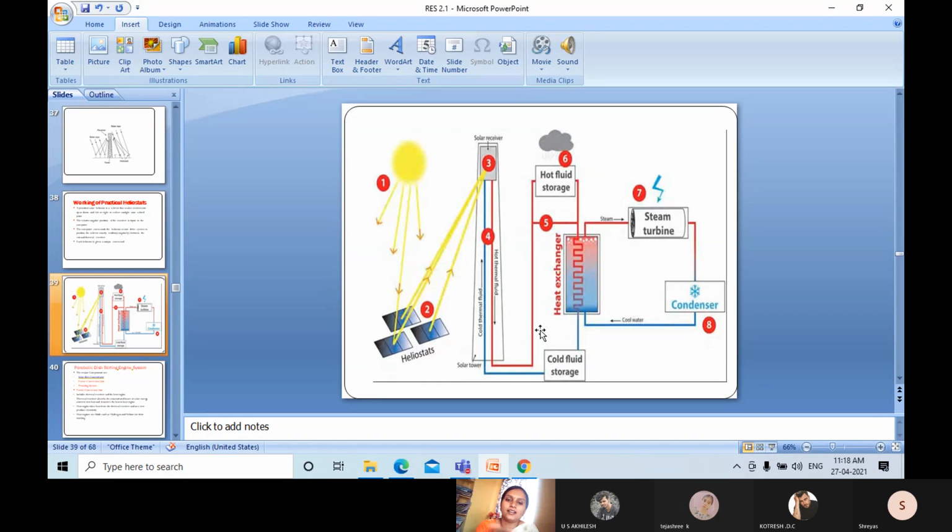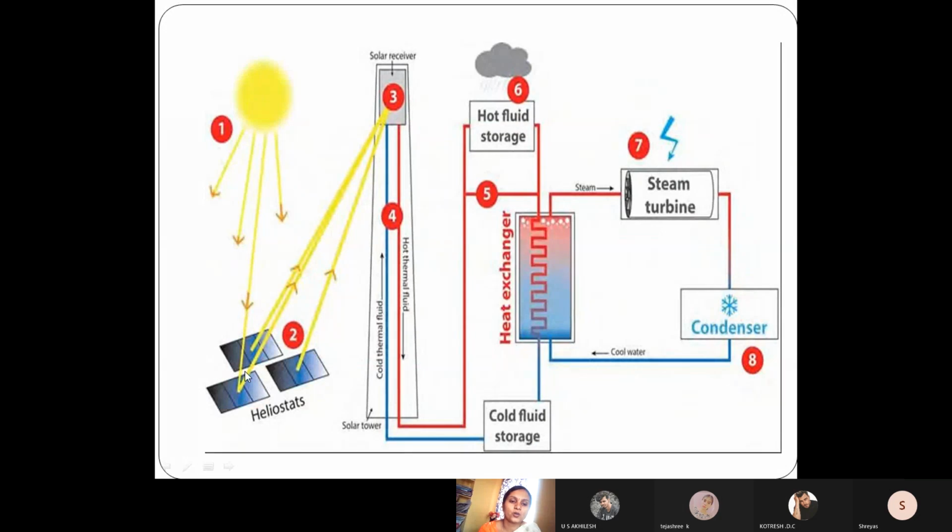And what about this diagram? You can observe here, this is a solar heliostat. The solar heliostat reflects the sunlight, and it reflects it onto the solar thermal receiver. You can observe here that the rays from the sun are received by the solar heliostats, and they reflect them to the solar thermal receiver.